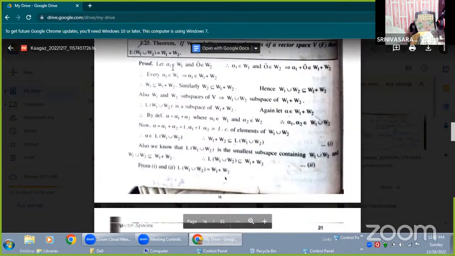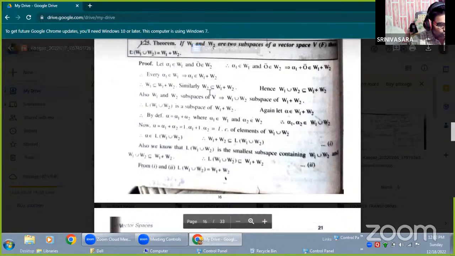So let us assume a vector of W1 is alpha 1; it is proved that alpha 1 belongs to the sum of the subspaces, that is, the linear sum. So W1 is contained in or equal to W1 plus W2. Similarly for W2: here 0 bar belongs to W1 and alpha 2 belongs to W2. Therefore 0 bar plus alpha 2 also belongs to W1 plus W2. Therefore W2 is also contained in or equal to W1 plus W2.